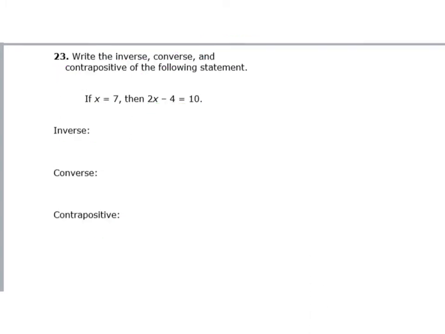Number 23, write the inverse, converse, and contrapositive of the following statement. So remember, inverse means not. So I'm going to leave it exactly like it is. I'm just going to change my equals to's to not equal to. So if x is not equal to 7, then 2x minus 4 is not equal to 10.